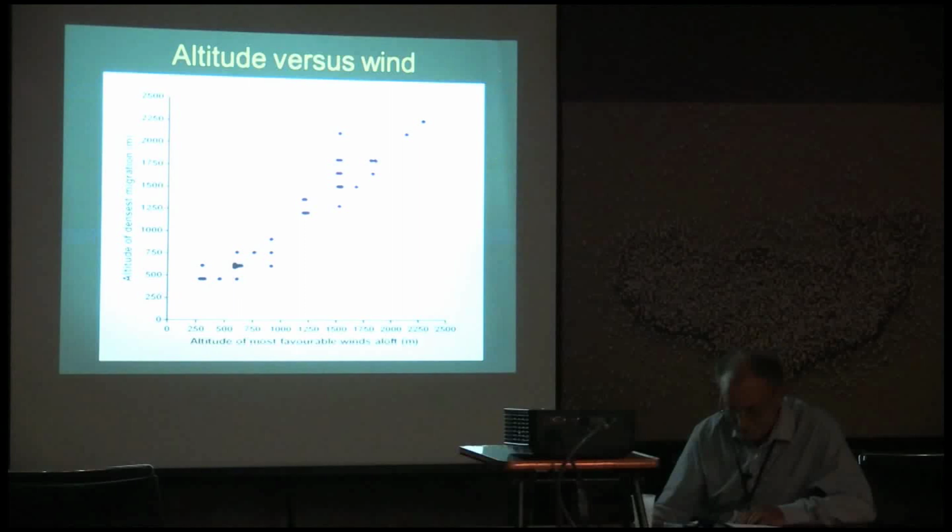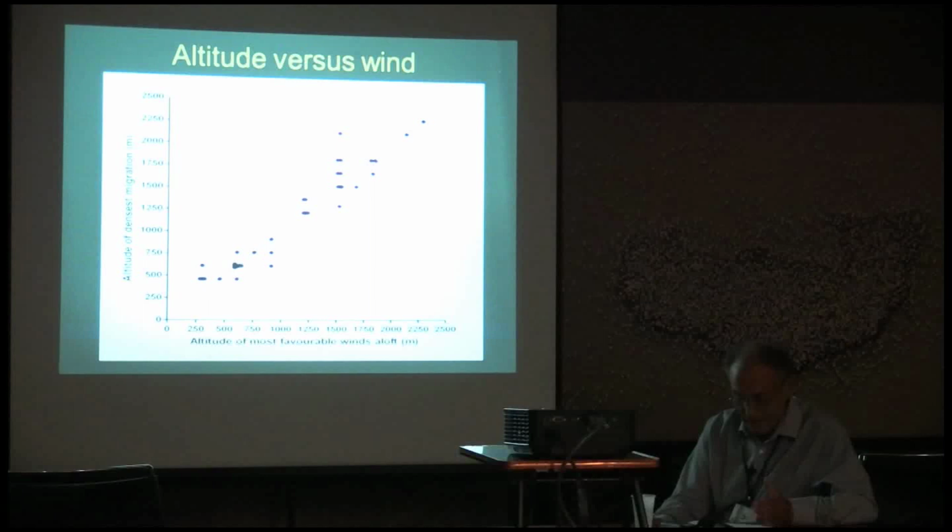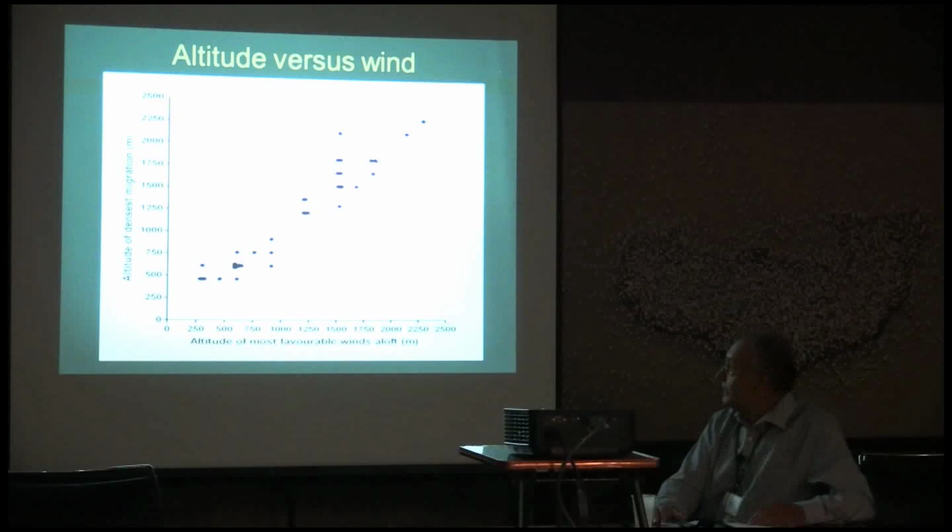So although the winds may be favourable at high altitudes, there are clearly constraints on birds in flying at those altitudes because there are costs involved. And in effect, the bird faces a trade-off. It has to balance the energy gained from flight in a favourable wind against the cost of heat production and reduced oxygen availability.